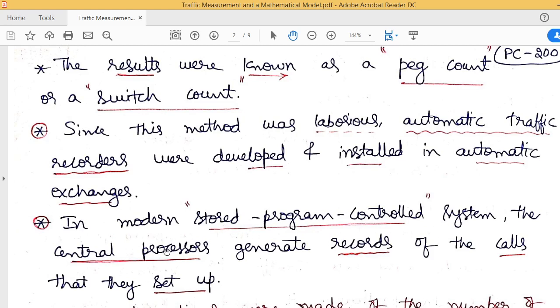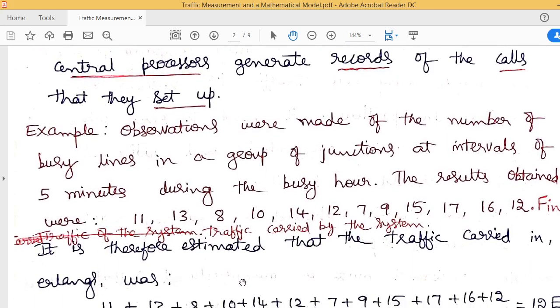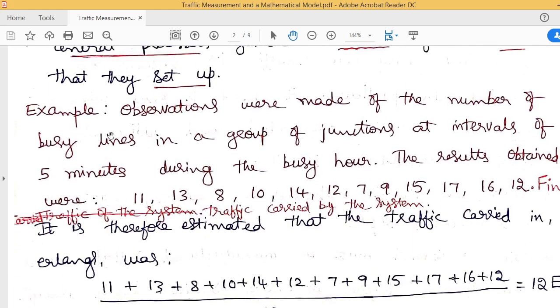It has a processor which keeps track of the number of calls that are set up or the number of calls that are in progress, which measures the traffic in a system. Let us solve an example in which the number of busy lines in a group of junctions is observed at intervals of 5 minutes during the busy hour. The results obtained were 11, 13, 8, 10, 14, 12, 7, 9, 15, 17, 16 and 12. We need to find the traffic carried by the system.